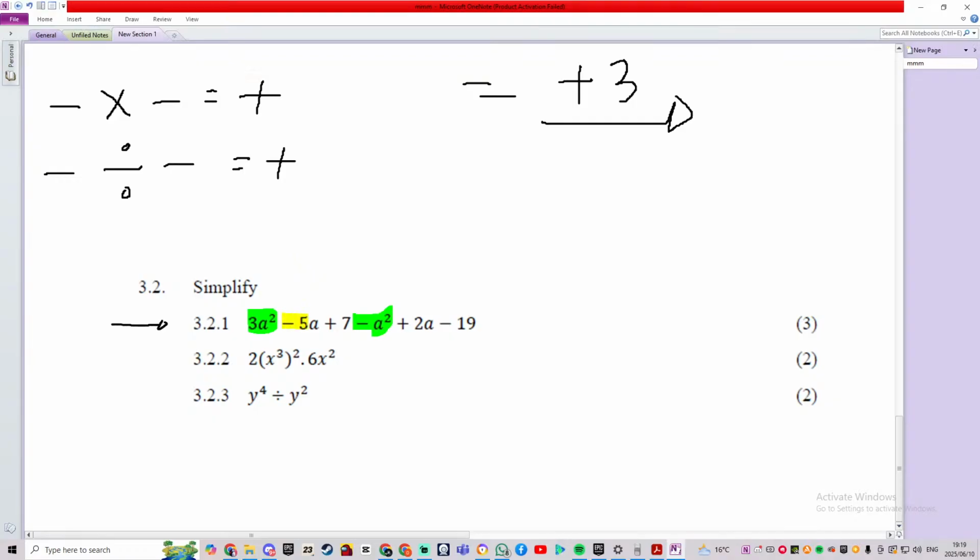Then we have minus 5a, which is a like term with plus 2a, right? And plus 7 is a like term with minus 19. Okay, so now I write my like terms next to each other.